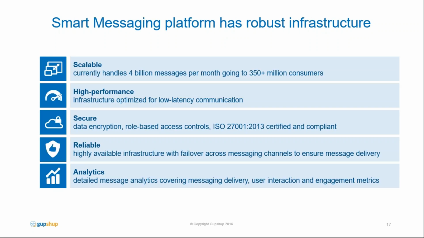In terms of robustness of the smart messaging platform that we have, since the numbers I just showed you, 4 billion messages per month is a big deal, and we have grown into that number in the past couple of years, so we are highly scalable, we can handle high volumes as well. In terms of performance, I would say we have very low latency. Those using our bot platform know that the message passes by in an instant.